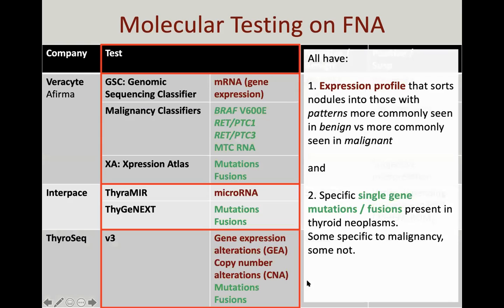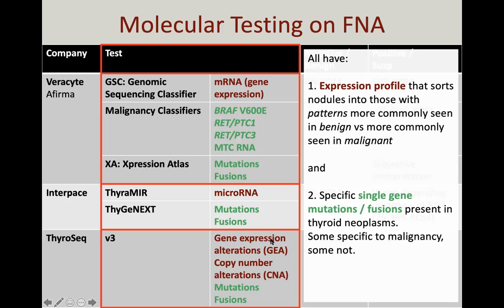Okay, they all kind of have similar answers, however, if you look at them carefully. So all 3 have gene expression profiles, whether they be messenger or microRNA profiles, that sort nodules into those global gene expression patterns that are more commonly seen in benign versus more commonly seen in malignant, right? So again, this is not a single point mutation. This is just global gene expression.